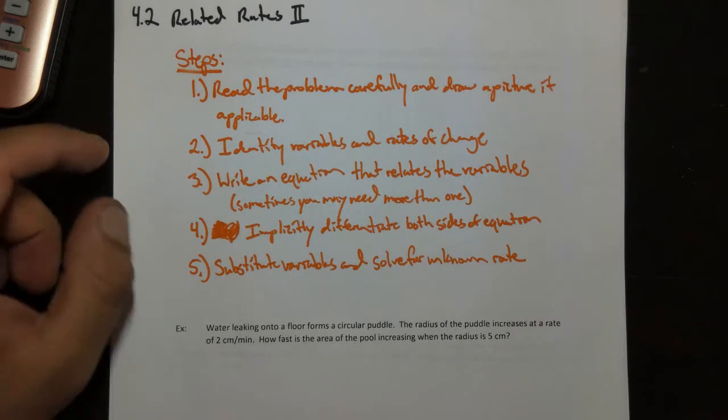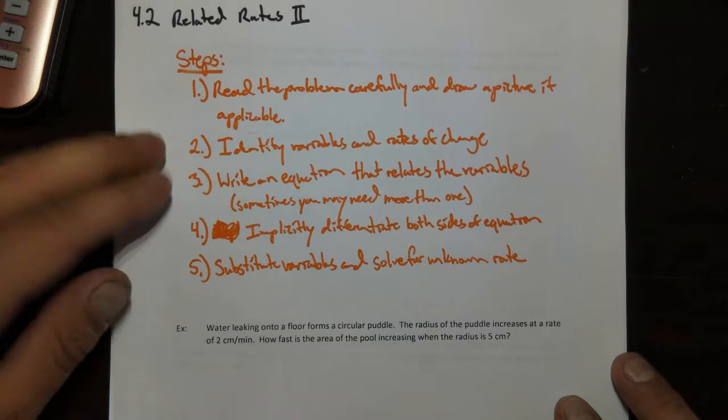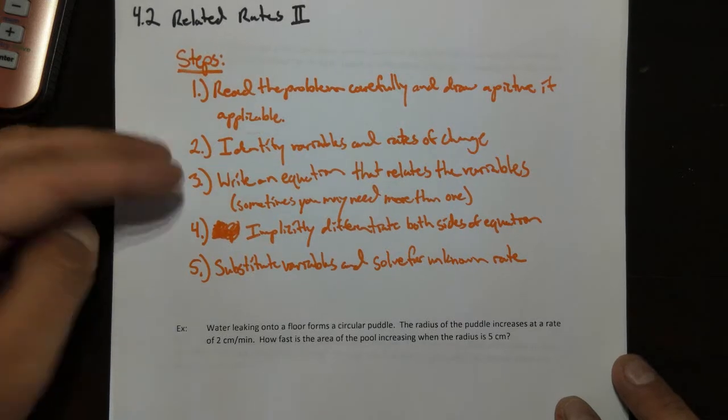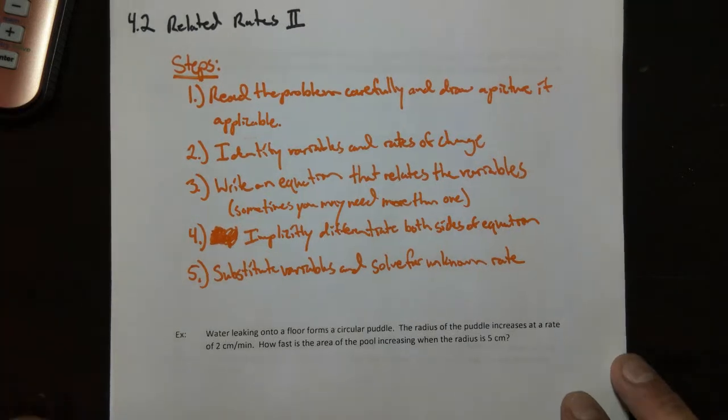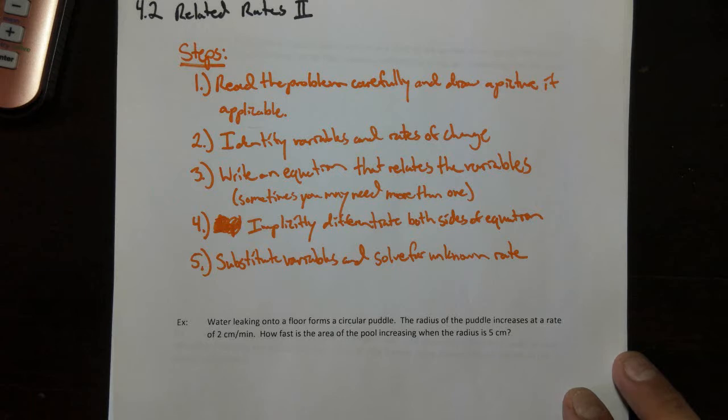And then step 3, we need to write an equation that relates the variables. And sometimes we may need more than one equation. That's not the case for any of these today. We'll only have one equation today. And sometimes I tend to switch steps 2 and 3. Sometimes I'll come up with the equation first and then I'll identify the variables. So you can switch these if you'd like.